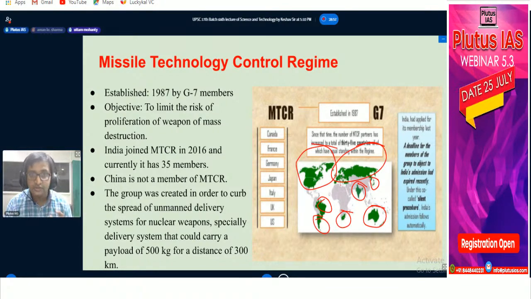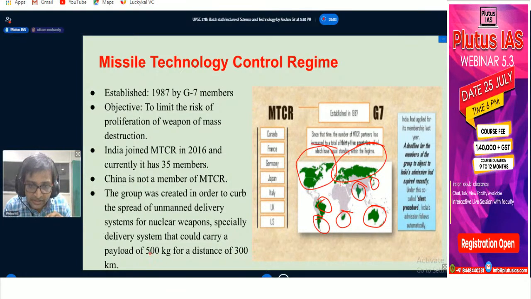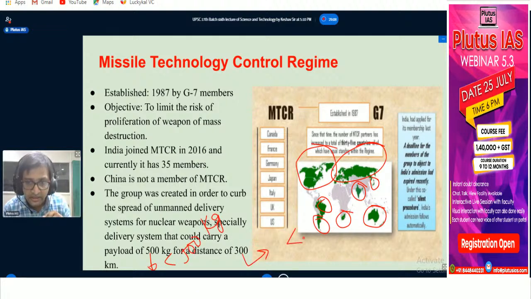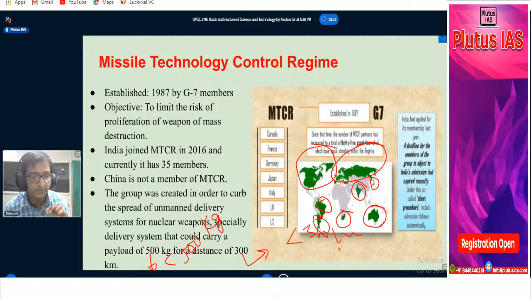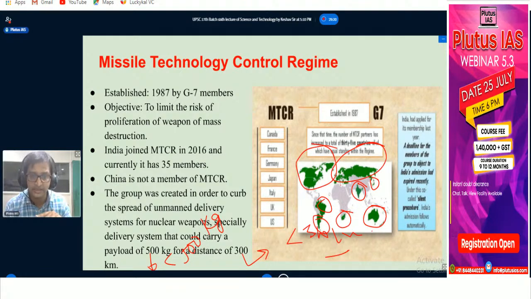Dishank is asking one question, that what about the countries not members? They can get missile technology of less than 500 kg and less than 300 kilometer range. But Dishank, they can also get such technology, but that technology must not have weight more than 500 kg and range greater than 300 kilometers.